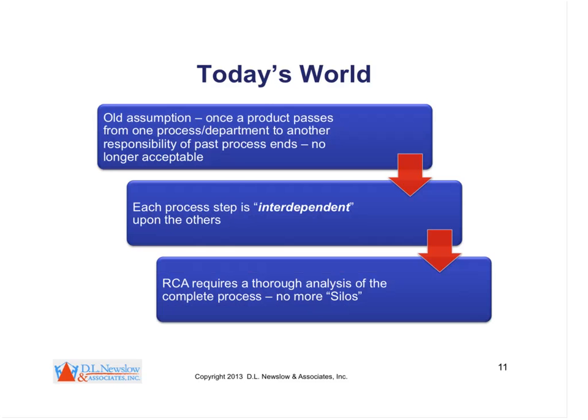The old assumption was that once a product passes from one process department to another, responsibility for the past process ends and it's no longer part of it. Each process step is interdependent upon the others now. Root cause analysis requires a thorough analysis of the complete process and not what we used to call little silos. In the old days, if we worked in the lab, we would do the best we could. We'd get the samples, we'd perform the tests, we'd give the results. But many times we didn't have a clue how that would affect, as a domino effect, how everything else happened. Now, even as an auditor, many times we'll ask folks, who is your internal customer? We do get the deer-in-the-headlights look. You know, what do you mean, who's our internal customer?